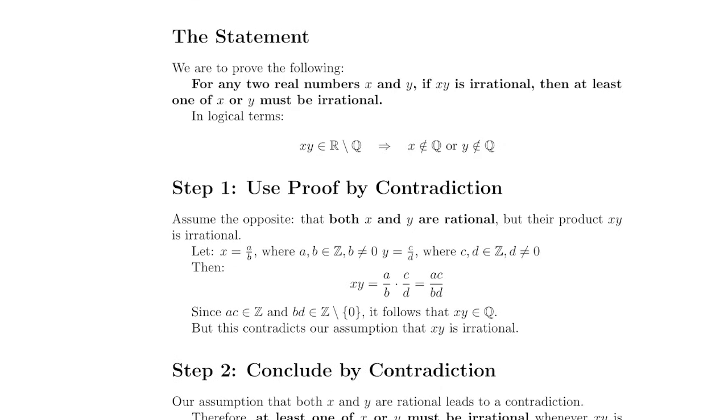In this video, we want to prove the following. For any two real numbers, x and y, if x times y is irrational, then at least one of x or y must be irrational. So we can write this in logical terms.